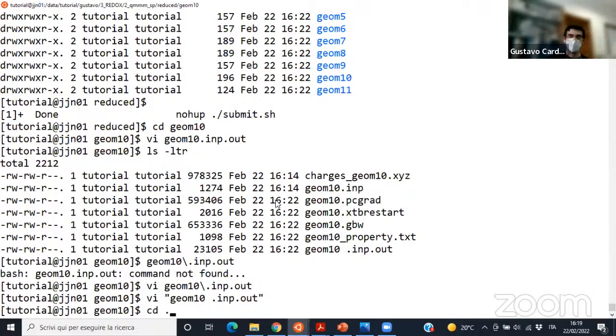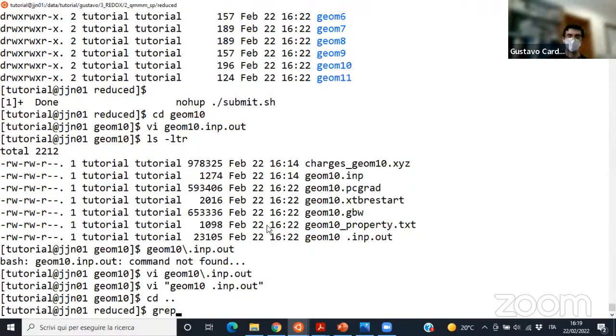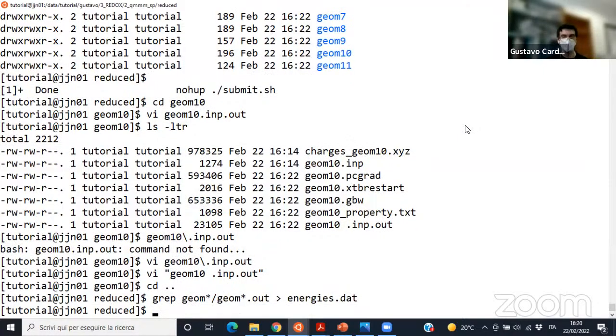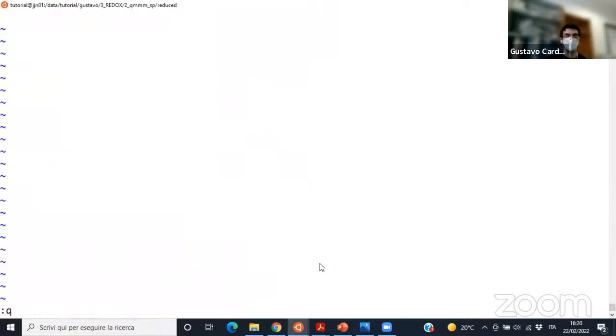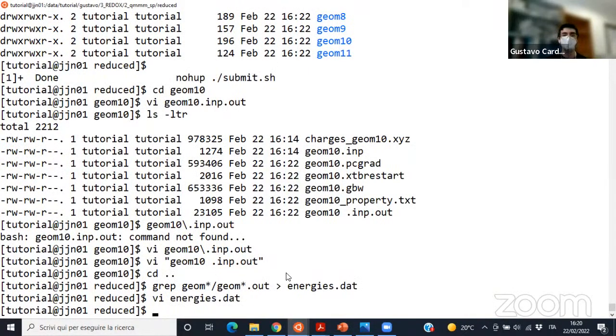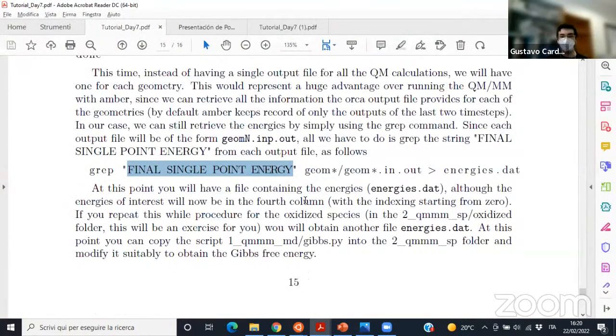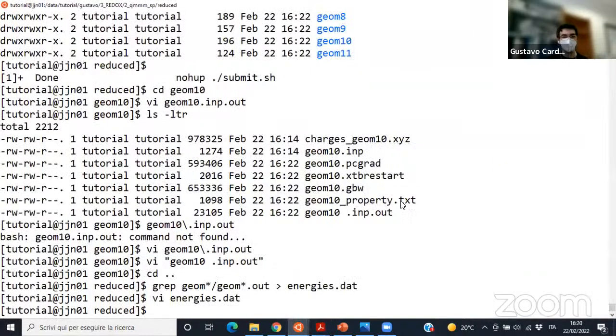You can do it automatically for all of them. So grep geom star, which indicates please look for it in all geometries, then geom star.out. The output is going to be energies.dat. See if it actually did it. Okay, it didn't do it. Ah, of course it didn't do it, because of the name of the output.